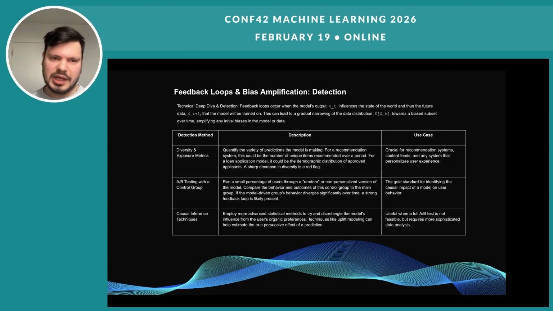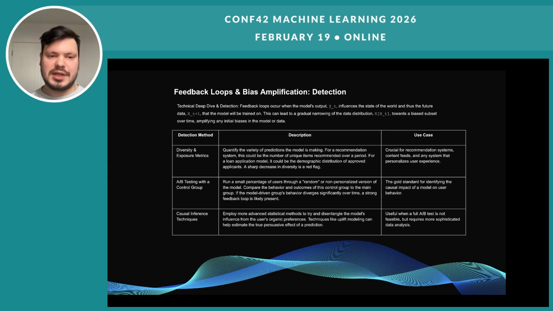Or we can use an A/B test. For example, run a small percentage of users on a non-personalized version of our software and the rest on the personalized model recommendation. And if we can see that the behavior of the model-driven group has changed, it can be a sign that a strong feedback loop is in place.